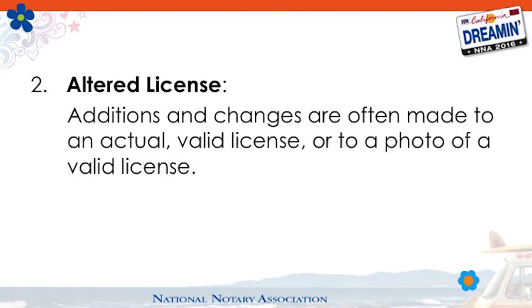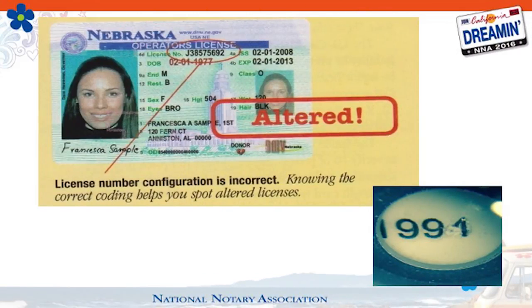Altered licenses. This is where they take an actual license. It's going to have all the security features, but now they might change some information on it. So for example, here's a Nebraska driver's license. This lady up here, Nebraska driver's license, their number will either start with one of 6 letters. J is not one of them. Okay? So she changed it to J.